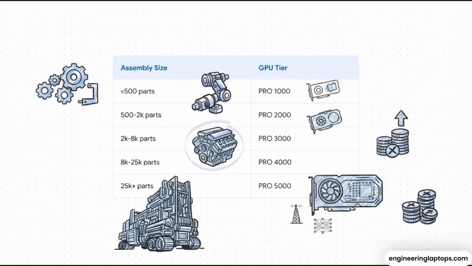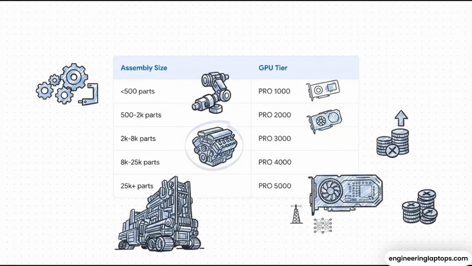Check this out. If you're working with parts or small assemblies under 500 components, an RTX Pro 1000 with 4 to 8 gigabytes of VRAM is perfectly fine. Moving up to, say, 2,000 to 8,000 components, the RTX Pro 3000 with 12 gigs hits the absolute sweet spot. You only truly need the massive 24 gigabytes of the RTX Pro 5000 if you're tackling monstrous assemblies of over 25,000 parts or doing heavy local AI and GPU rendering. Choosing a Pro 3000 or 4000 over a 5000 can save your firm thousands of dollars without sacrificing any real-world workflow speed.